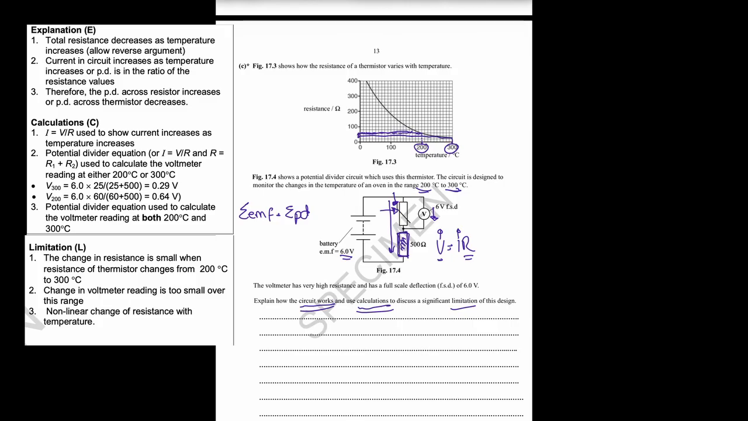And the fact that they've said it's got a full scale deflection of 6 volts, maybe that made it a little bit easier. But to be fair, even if they didn't say that, I should know that that change in voltage is going to be so small compared to the full range of 6 volts. It's just so small, it's barely significant.